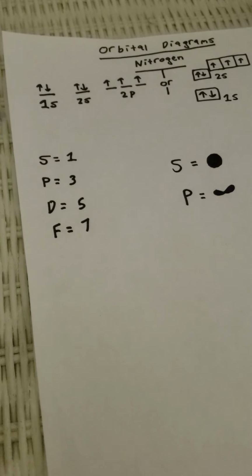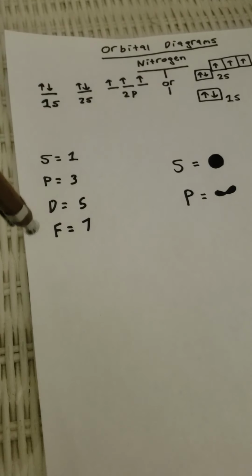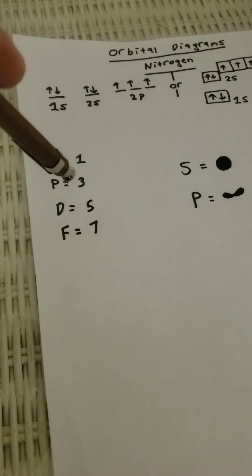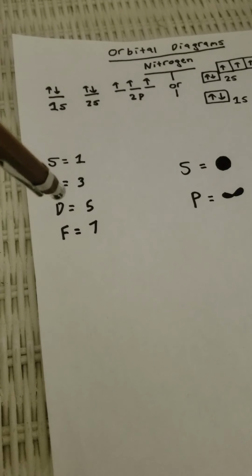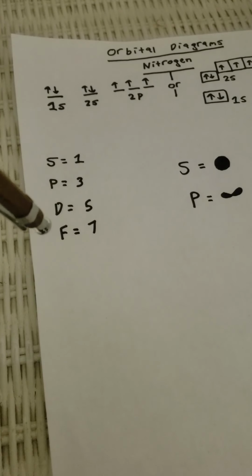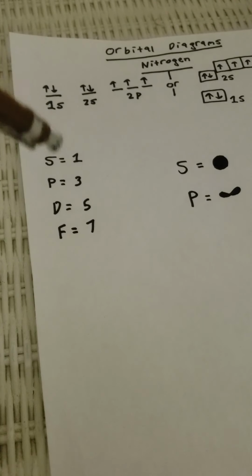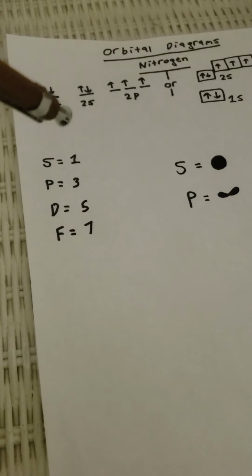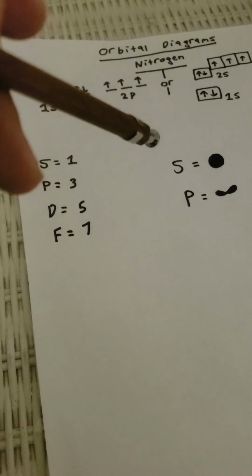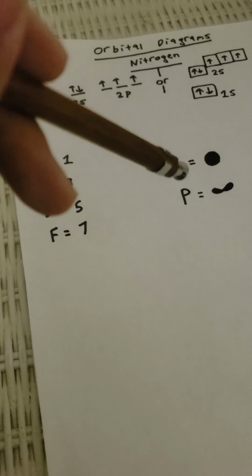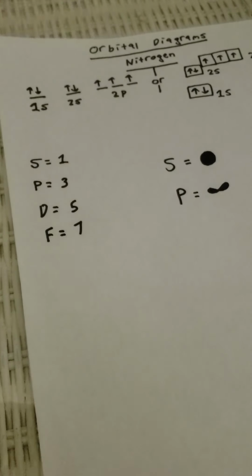Alright, so here are blocks S, P, D, and F. S has 1 orbital, P has 3 orbitals, D has 5 orbitals, and F has 7 orbitals. And each orbital can only hold a maximum of 2 electrons. The S sublevel takes the shape of a sphere, and the p orbital takes the shape of a dumbbell.